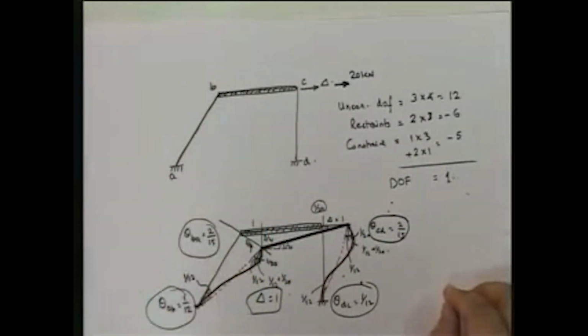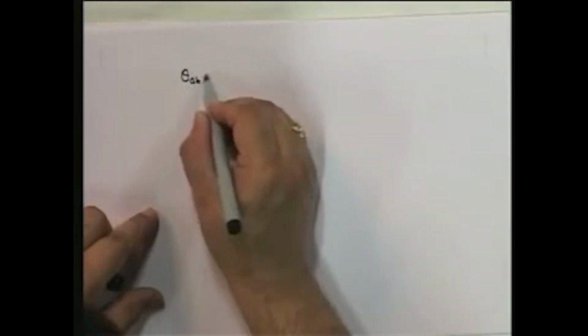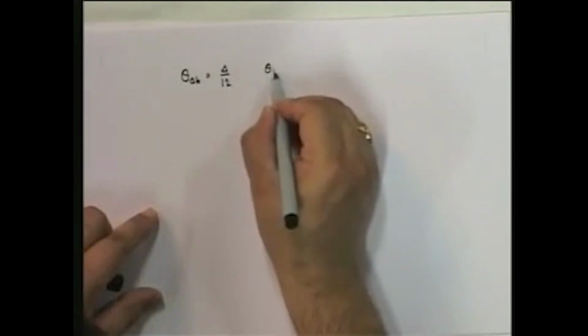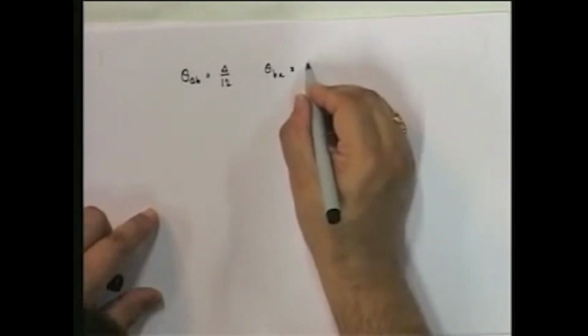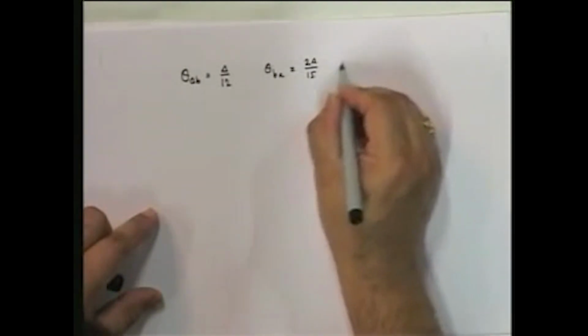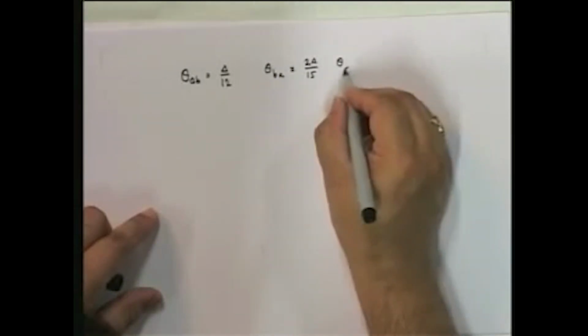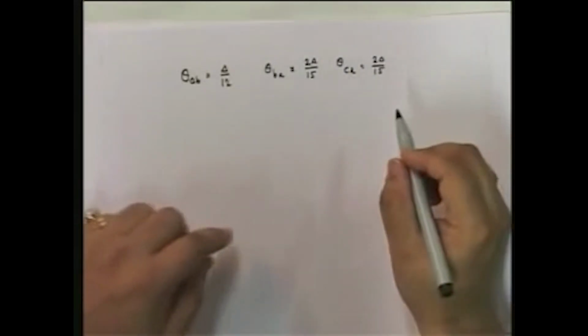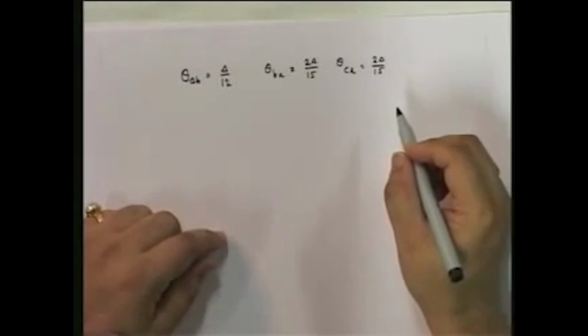So I have got these. Now from these what do I get? This is a single degree of freedom. So from this, I'll write down the equations. Theta AB is equal to delta by 12. Theta BA is equal to 2 delta by 15. Theta CD is equal to 2 delta. Wait a minute, I made one mistake, and that is that we didn't find out what the values were.